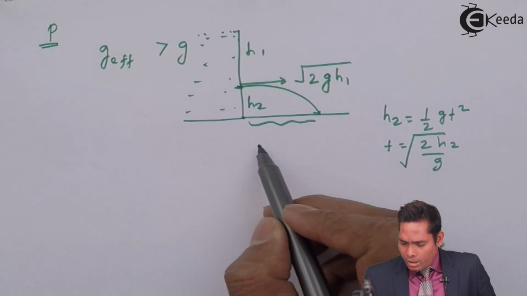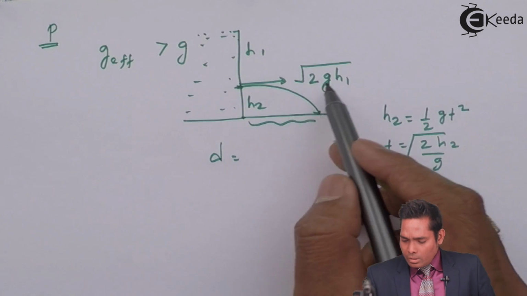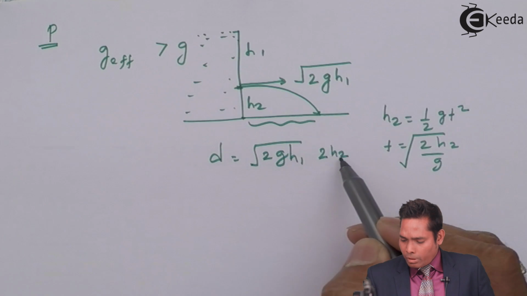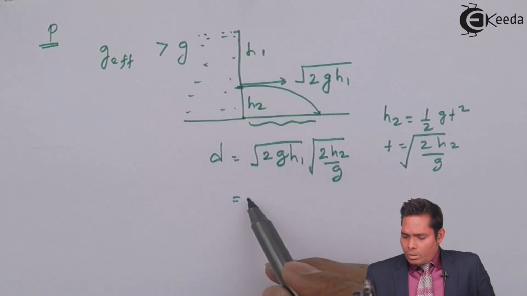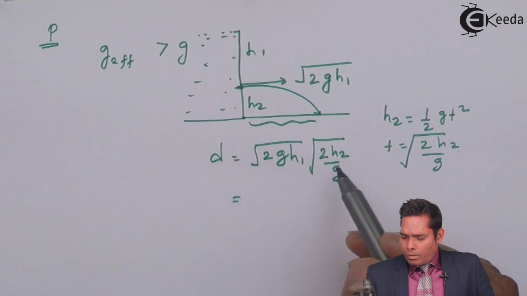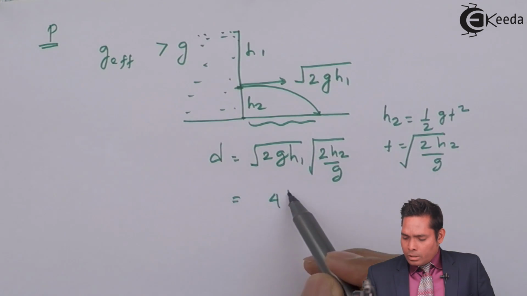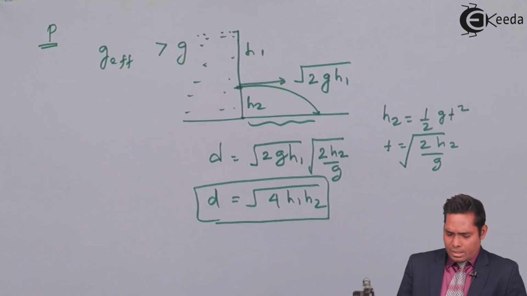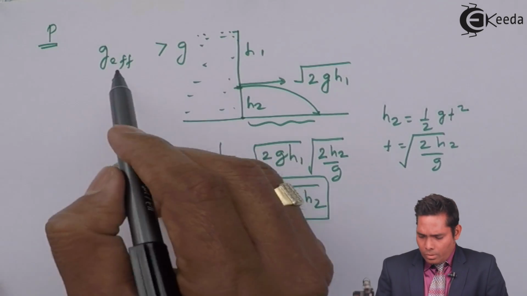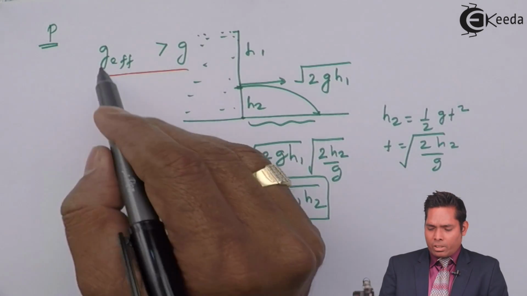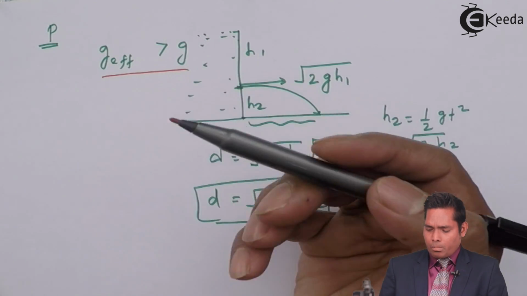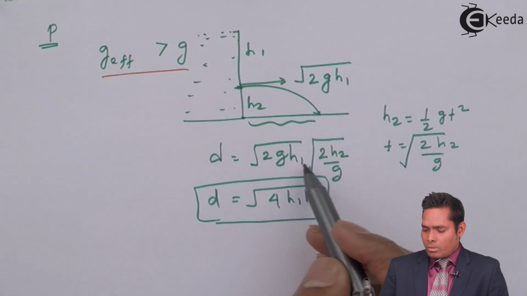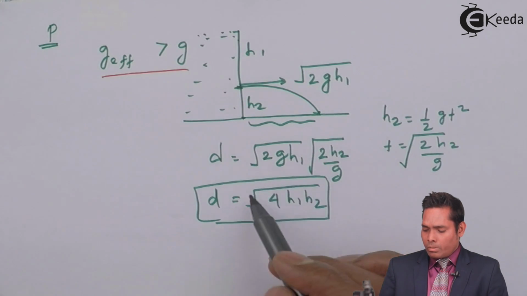The distance d equals this velocity, root of 2g h1, times this time, root of 2h2 divided by g. If I solve this, g will cancel out. This is root of 4 h1 h2. This is the distance formula. In the first case, the lift accelerating upward, g effective will be more than g, but this d is independent of g, as you can see, finally it is cancelling out.